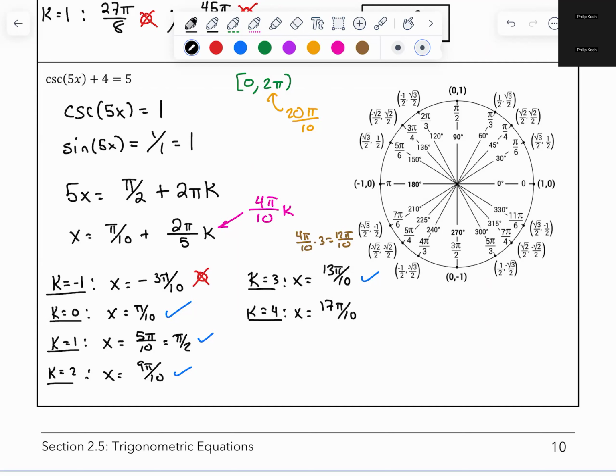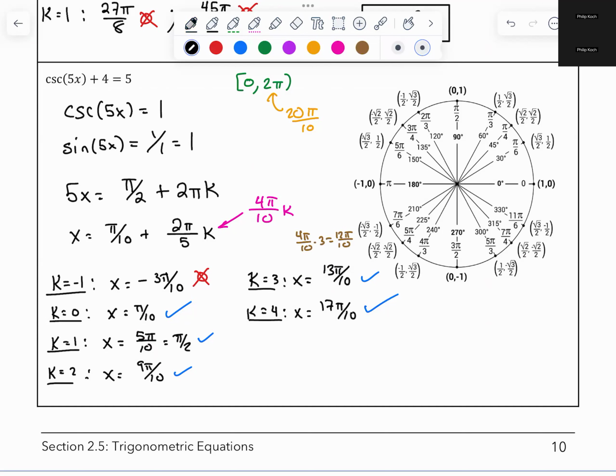I could do it by hand. I think someone's noticed. Were you saying 17 pi? I think you were figuring out all you need to do is just keep adding 4 pi over 10. Yes, that's another trick. Lamar was noticing that it's always going to be adding 4 pi, and the denominator is going to stay the same. So add 4, you get 5 pi. Add 4, you get 9. Add 4, you get 13. Add 4 again, you get 17. And that one is also in there because that's less than 20 pi over 10.